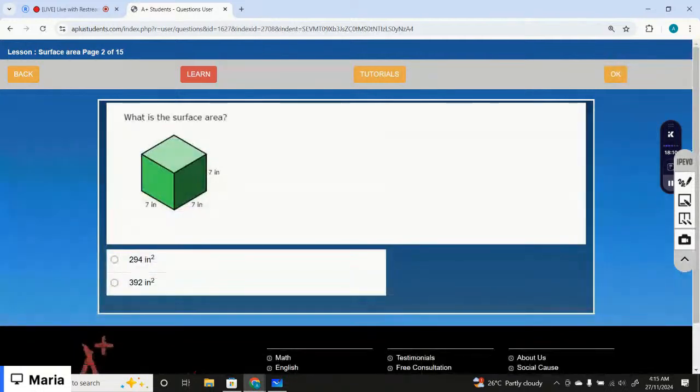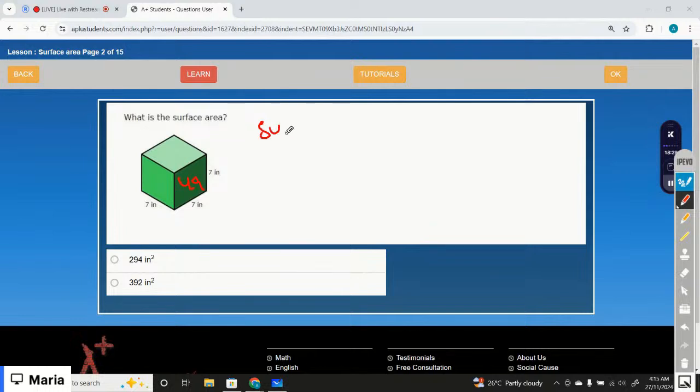Okay, what is the surface area of the cube? So that is a cube. All the faces are square, right? The cube has six faces. So each face has the area 49, right? Because a square has all sides equal in measurement.